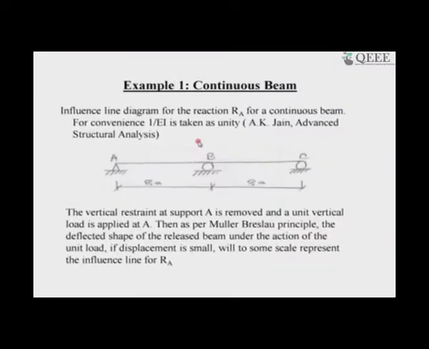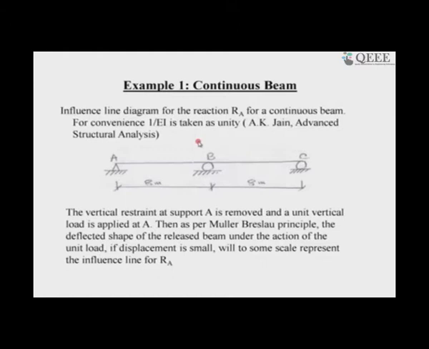Now, coming to our slides, for the influence line diagram for a reaction, let us take an example. I have a continuous beam, very simple, with one more support than needed. For the statically determinate case, I know what happens if a unit load moves onto a pin joint and a roller joint. Now it is to be extended to a statically indeterminate structure with one more support.